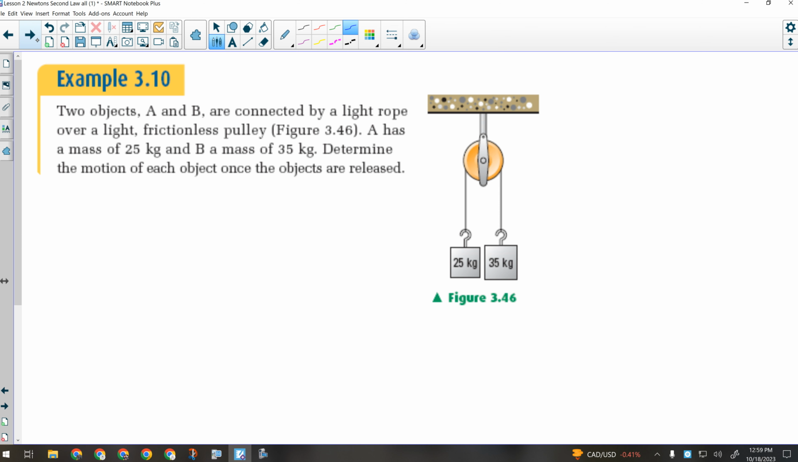While this one's going to go down and this one's going to go up, is the rate at which they go up and down going to be the same? Yes. They're connected by a rope. They have to accelerate at the same rate. Which means, as complex as this diagram looks, all it really is, is this.